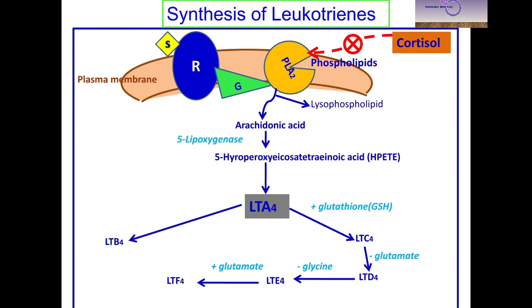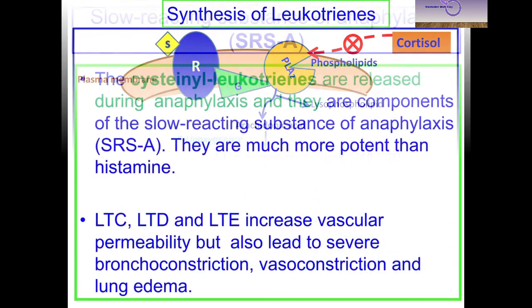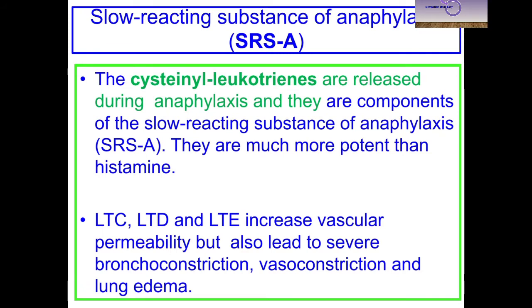Finally, these leukotrienes that are bioactive are an important component of what is called the slow reacting substances of anaphylaxis. Most of these cysteinyl leukotrienes are produced during anaphylaxis and other allergic hypersensitivity responses, and then they're going to have various effects on vascular permeability, bronchoconstriction, and vasoconstriction.